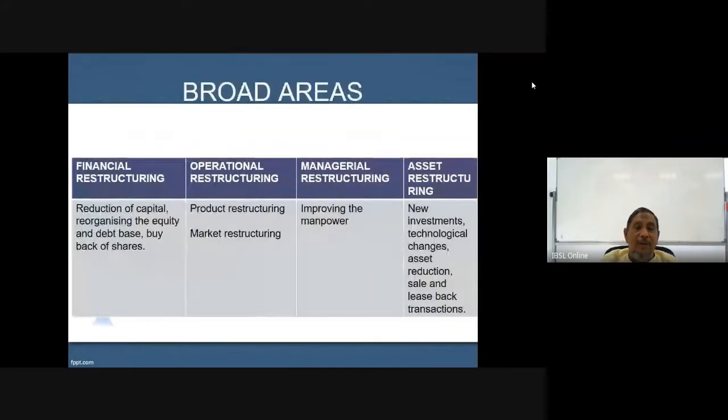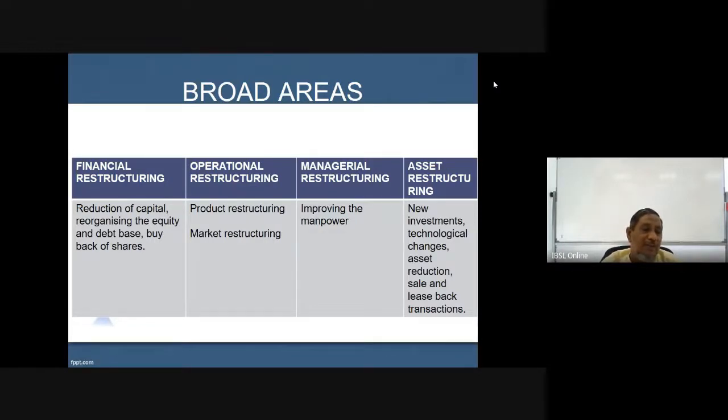Okay. Broad areas of restructuring are financial restructuring, operational restructuring, managerial restructuring, and asset restructuring. The four areas. Financial restructuring means reduction of capital, reorganizing the equity and debt base, buyback of shares, that means reducing the capital. One of the financial restructuring measures is to reduce the capital or reorganize the debt and equity base, that is the solvency ratio.